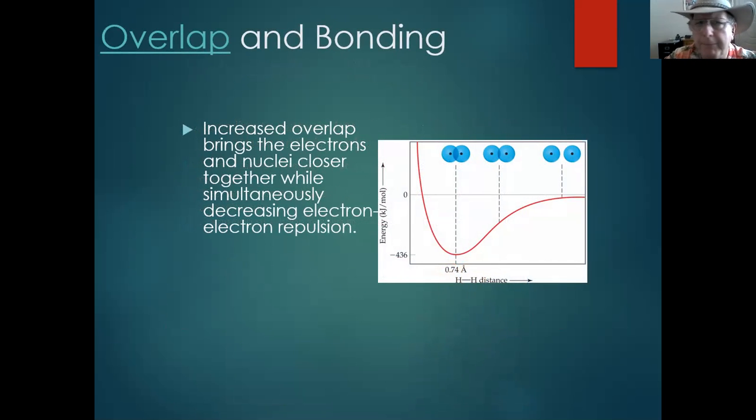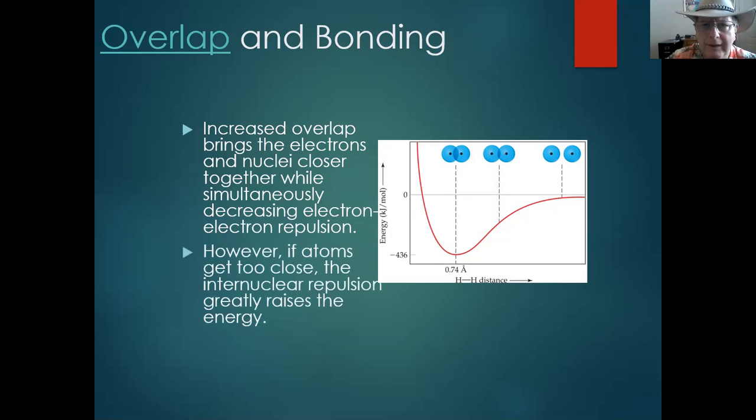The increased overlap brings the electron and the nucleus together. So as we are getting bonding, the nuclei are together and we're decreasing electron-electron repulsion, so the energy level is down. As we get further away, we get more and more of that electron repulsion, so we get more energy. Also, if we get them too close, we have the problem of the nuclei repelling one another.